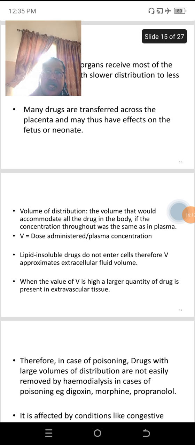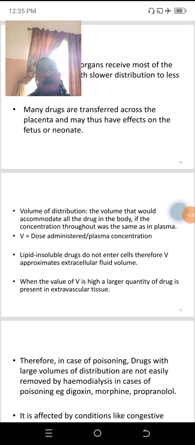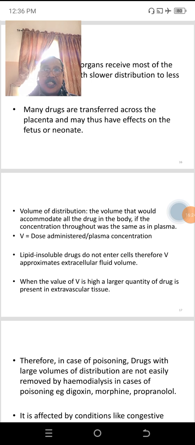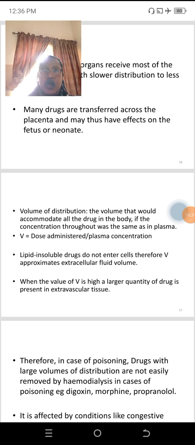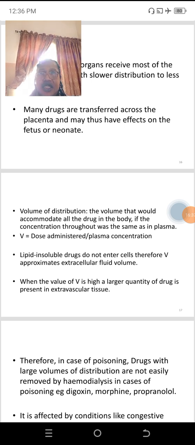An important factor to be considered under distribution is volume of distribution. This is defined as a theoretical volume that will accommodate all the drug in the body if the concentration of the drug throughout was the same as in plasma. Mathematically, it is depicted as the dose administered divided by the plasma concentration of the drug.